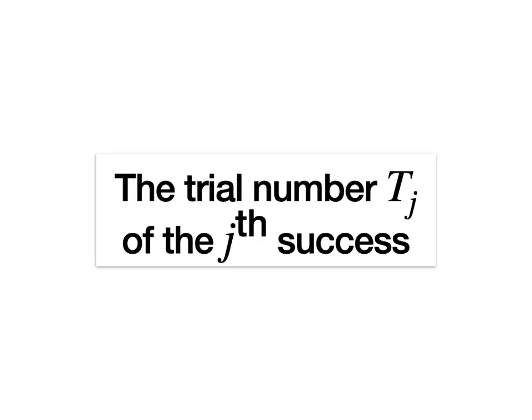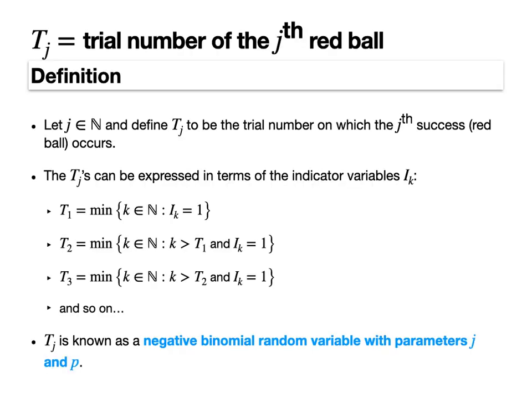Today we'd like to look at another family of random variables associated with the process, and these are variables we'll denote by T sub j. What T sub j represents is the trial number of the jth success. So for instance, T sub 5 would be the trial number on which we drew the 5th red ball. We'd like to understand these random variables in the same way that we have the previous ones. Particularly in this case, we're going to focus on the probability mass function for the T sub j's.